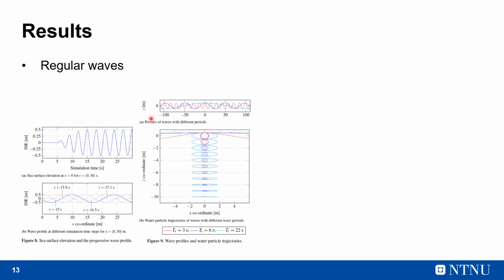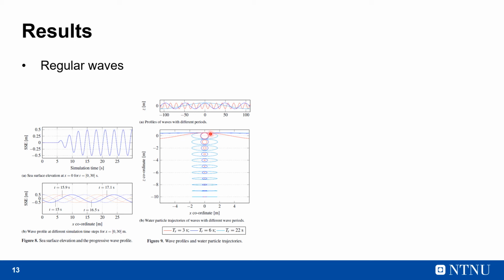Figure 9a compares the wavelengths for waves with different wave periods. We observe that as the wave period increases, the wavelengths also increase. Figure 9b shows the water particle trajectories for the full cycle of a wave. We see that when the wave period is 3 seconds, the wave behaves like a deep water wave, with the water particle kinematics decaying at an exponential rate as the water depth increases, and the sea floor experiences no effect of the wave. As the wave period increases to 6 seconds, the wave behaves like an intermediate wave.